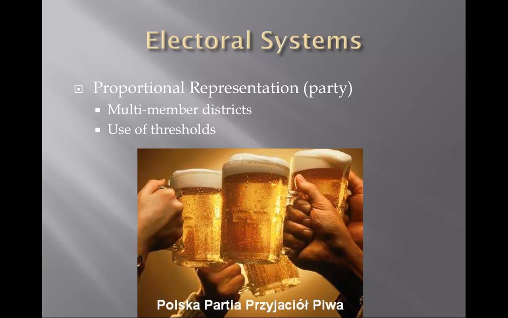Okay, so some countries have a 3% threshold. You need 3% of the vote in order to get the seats. Now, this wouldn't have helped to eliminate the beer party, because they did get 3% of the votes. But lots of other countries have higher ones. For example, in Germany, the threshold is 5%. If you don't get 5% of the vote, you cannot take office, even with 4%. So the Polish Beer Lovers Party, with 3% of the vote, would not have gotten any representatives.